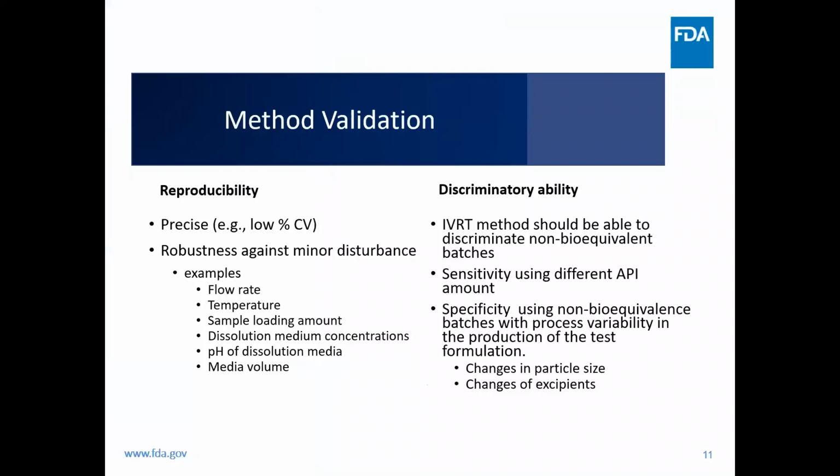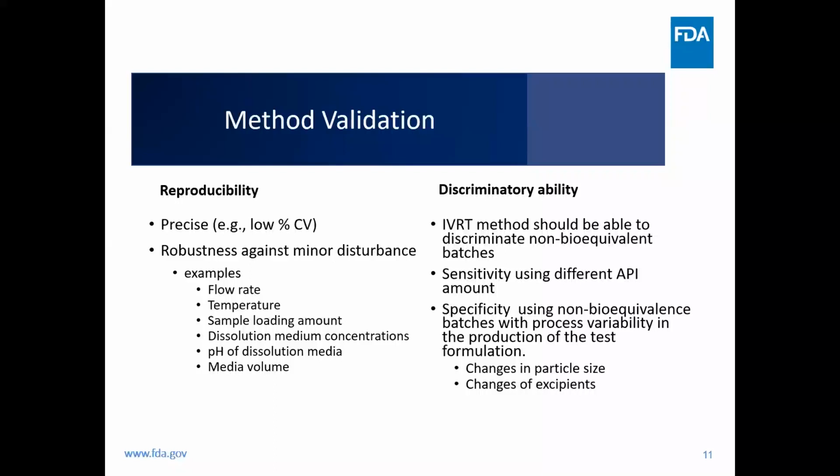For the method validation stage, there are many factors we have to validate, but the most important two areas we can work on are reproducibility and discriminatory ability. So the IVRT method should be precise with a low percentage CV and robust against minor disturbances, for example, flow rate, temperature, sample loading amount, dissolution medium concentration, pH of dissolution media, or media volume. It is not necessary to try all these examples, but applicants should submit evidence that the IVRT method is robust.